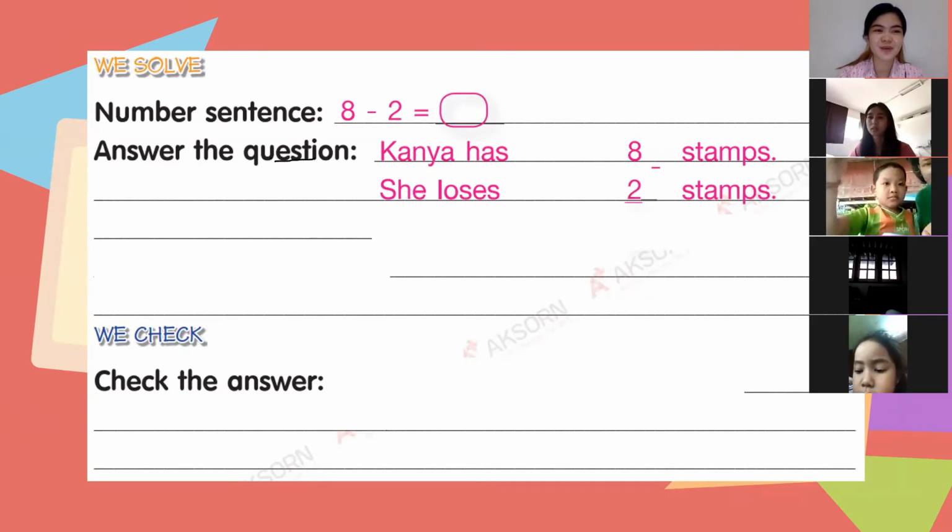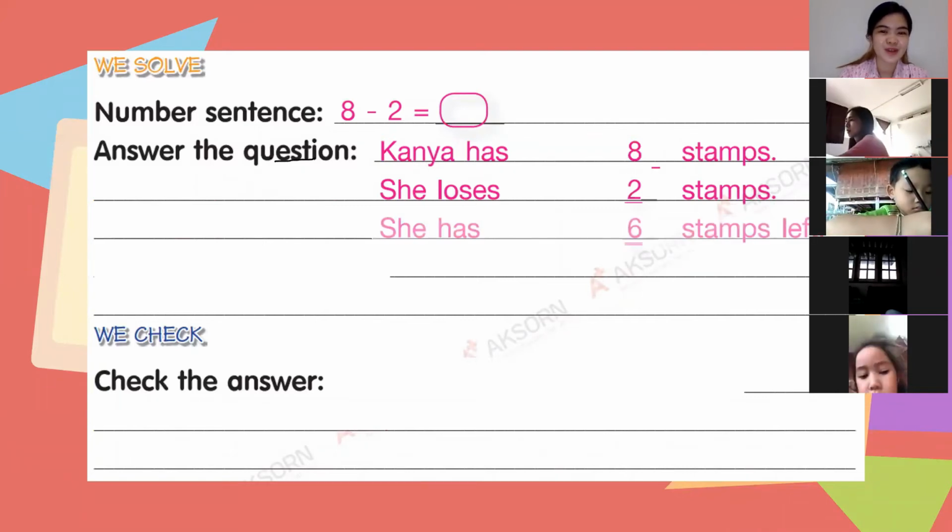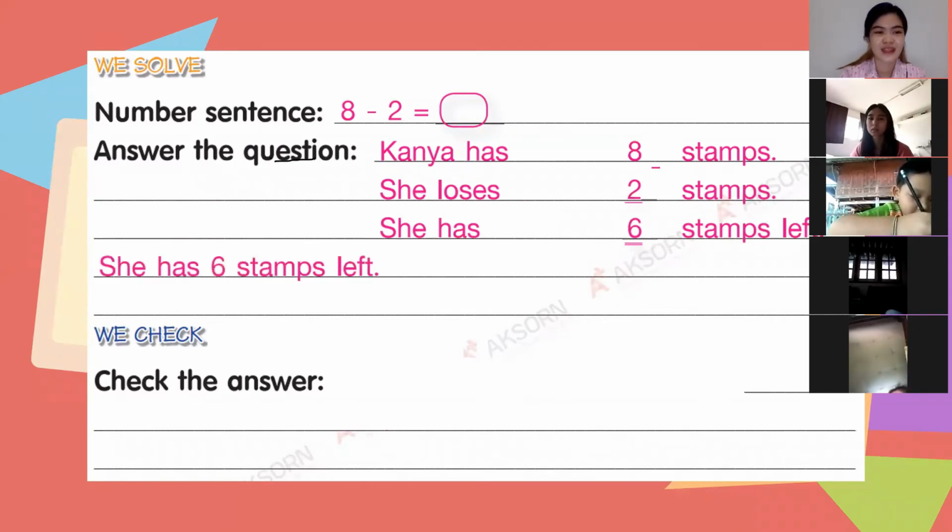I will give you a video record so you can see the answers, okay? Because we need to do it fast because we don't have time, okay? So she has 6 stamps left.